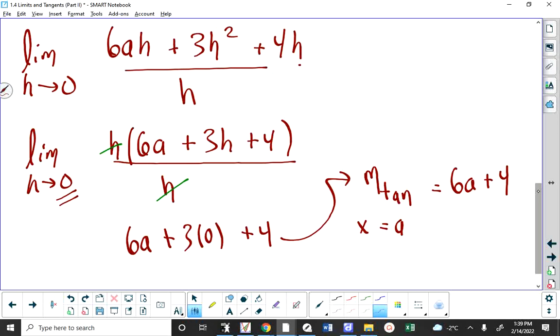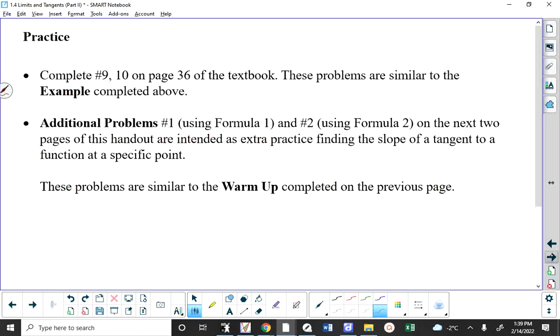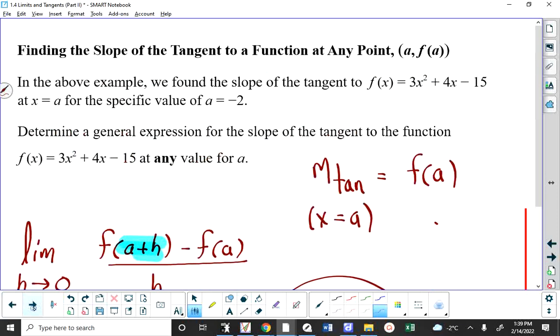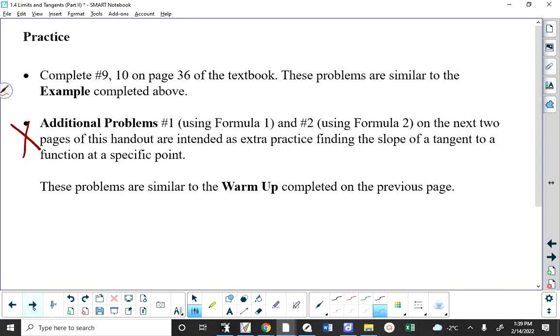Any questions with that example? Okay. So your practice problem has two sets. If you feel you have no difficulty in finding slopes of tangents at specific values of x, then you certainly don't need to do any of the additional problems. But every time I teach this, somebody says, well, can we get extra practice? So on the next pages, I think 22 and 23, there's a whole bunch of different ones that you can try with both of those formulas.